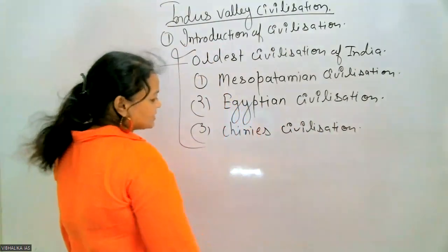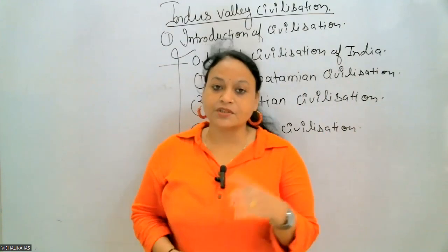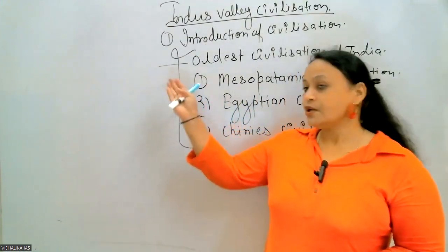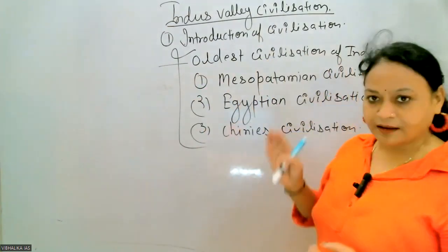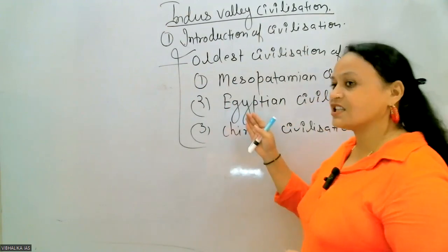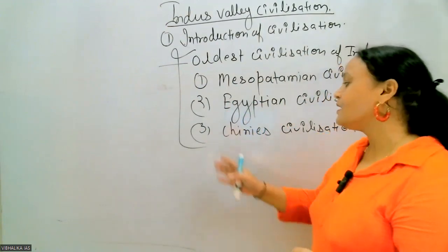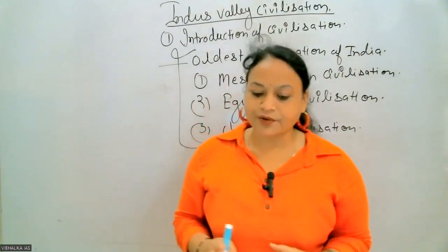This question has been asked so many times in your exam: the Indus Valley civilization was contemporary to which civilization? You have to give the direct answer that the Indus Valley civilization was contemporary to the Mesopotamian civilization as well as the Egyptian civilization and the Chinese civilization. So we have covered the introduction.